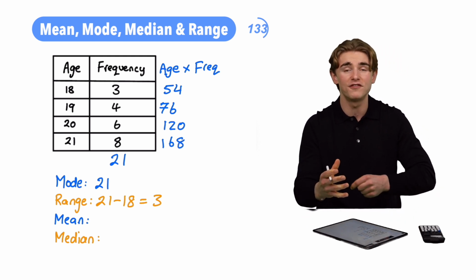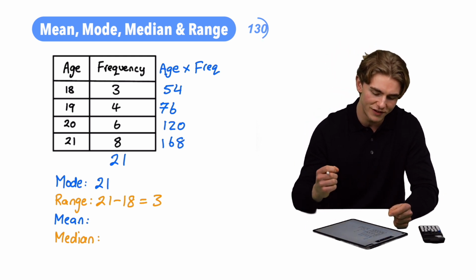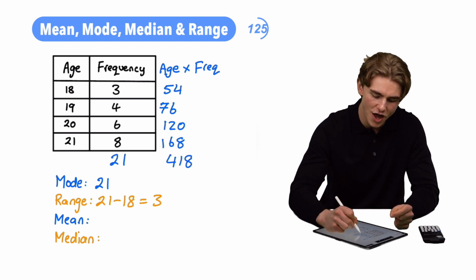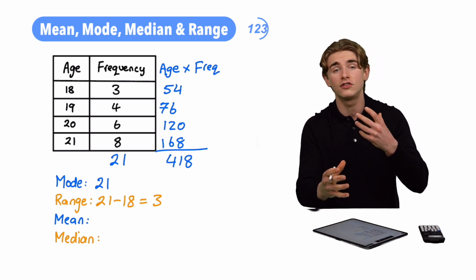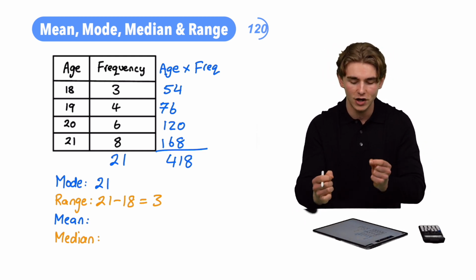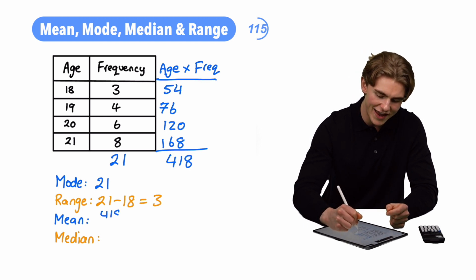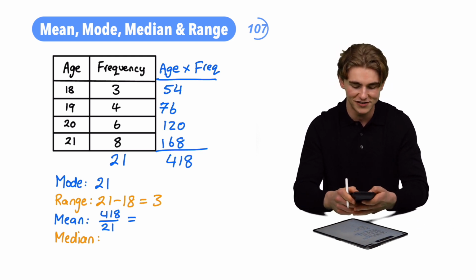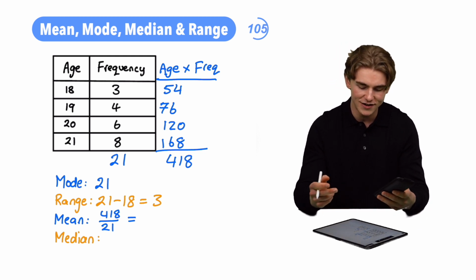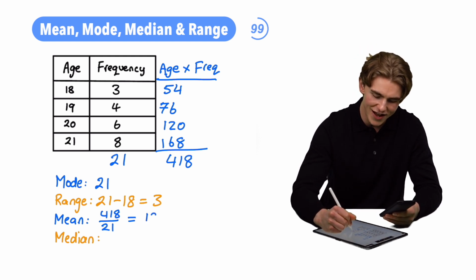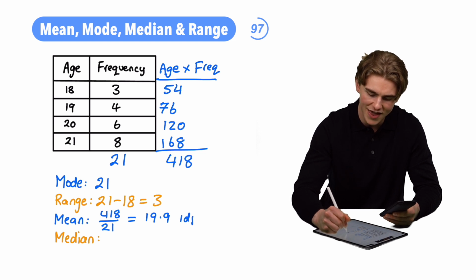Now, where can we go from there? We can find the sum of all of these added together. 54 plus 76 plus 120 plus 168, that is going to be 418. Now, finally, what are we going to do? To find our mean, guys, we're going to do our total sum of all of those age times frequencies, and we're going to divide that by our frequency. So in this case, we're going to do 418, the total of all of the ages, divided by 21, our total frequency. What's that going to give us? Let me type that into my calculator because I'm not going to do that in my head. 418 divided by 21, that is going to give us 19.9 to 1 decimal place. Okay, so we have our mean.